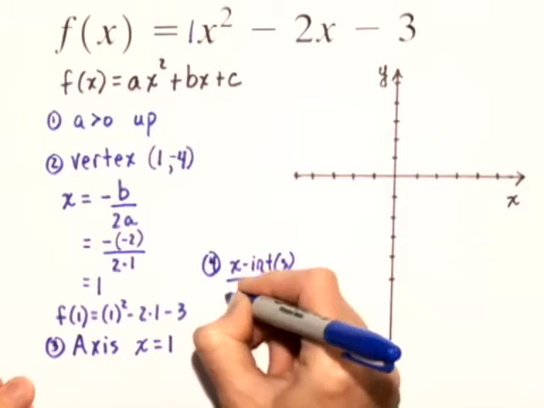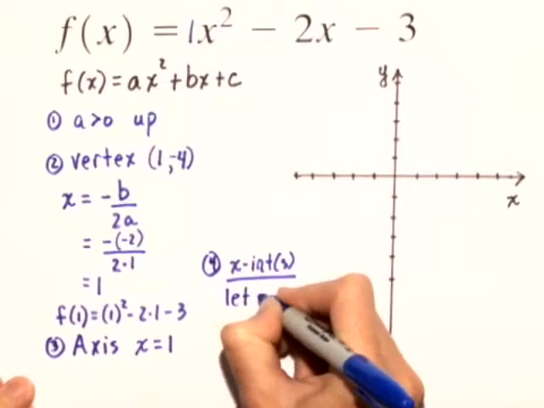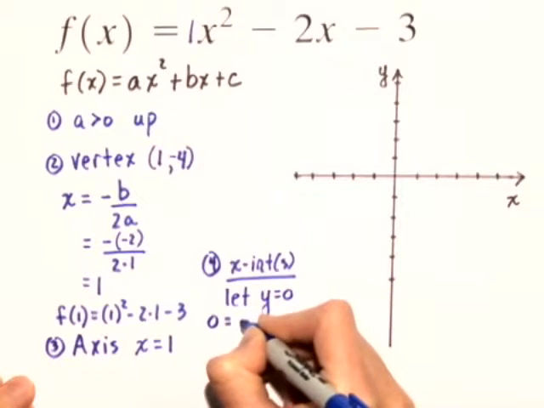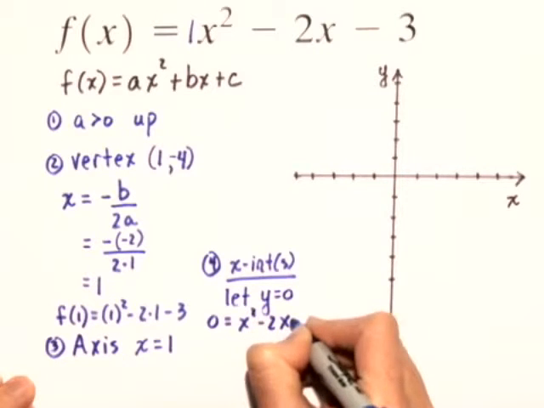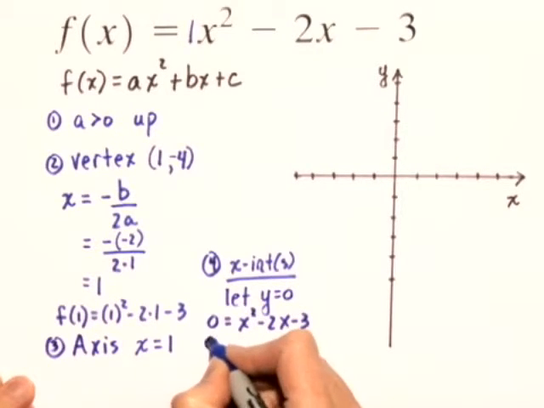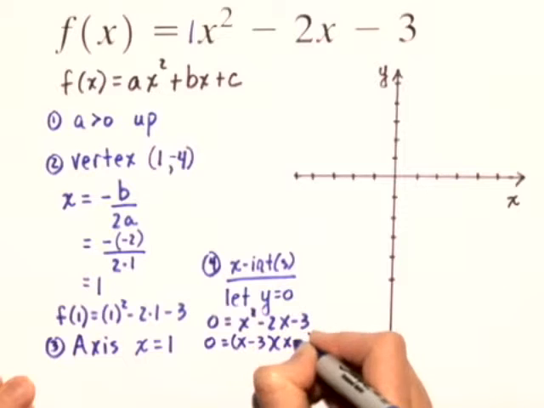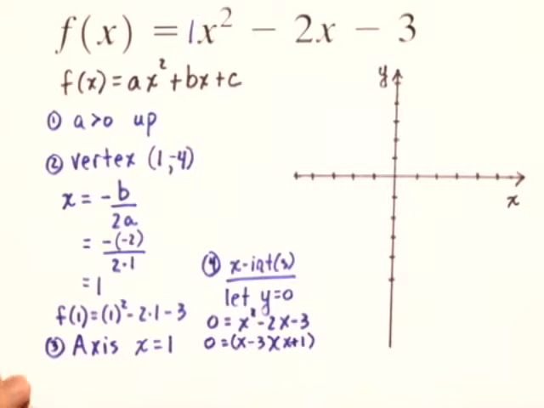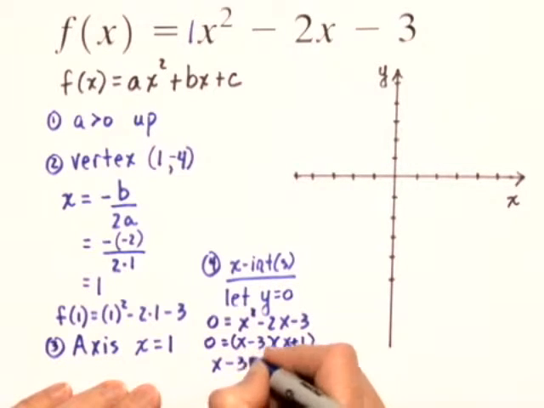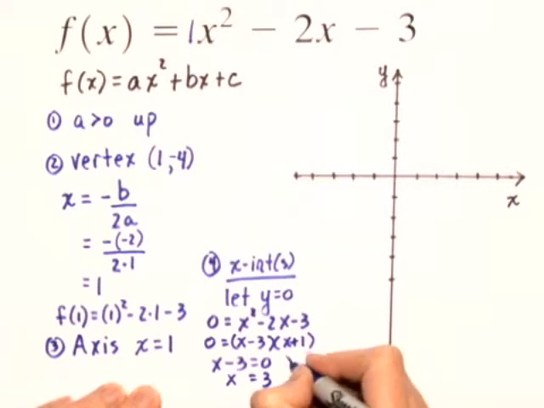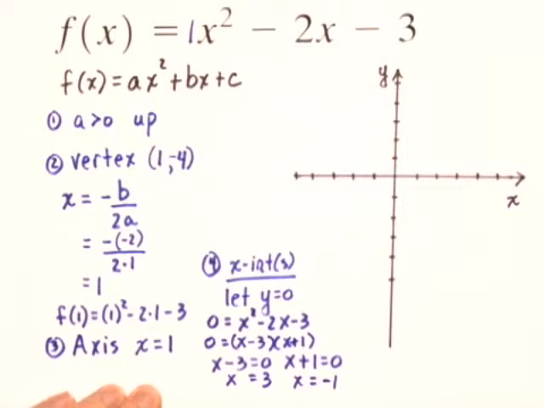So in step 4, we'll find the x-intercepts by letting y equal 0. When we do that, we're solving the quadratic equation 0 equals x squared minus 2x minus 3. This will factor, and we get 0 equals (x minus 3) times (x plus 1). If we set x minus 3 equal to 0, we get the x-intercept of 3. And if we set x plus 1 equal to 0, we get the x-intercept of negative 1.